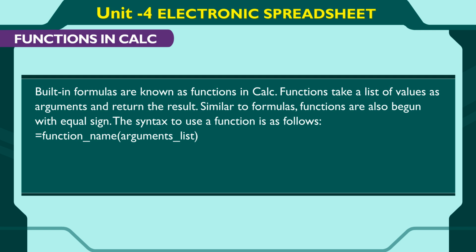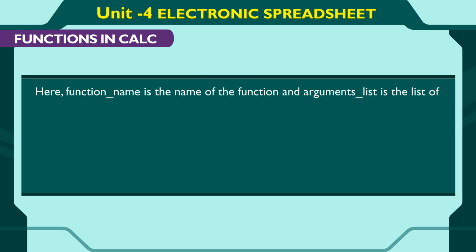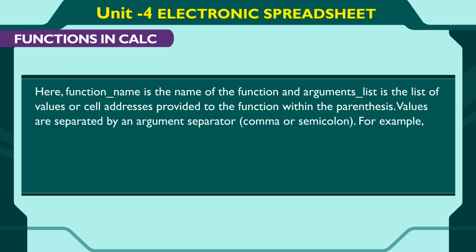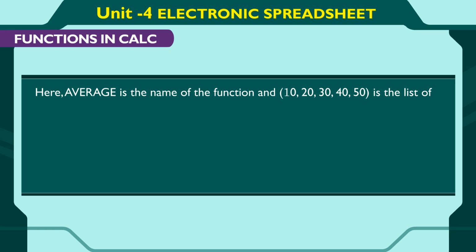=function_name(arguments_list). Here, function_name is the name of the function and arguments_list is the list of values or cell addresses provided to the function within the parenthesis. Values are separated by an argument separator, comma or semicolon. For example, =AVERAGE(10, 20, 30, 40, 50). Here, AVERAGE is the name of the function and 10, 20, 30, 40, 50 is the list of arguments. The above function will return 30 as the result.